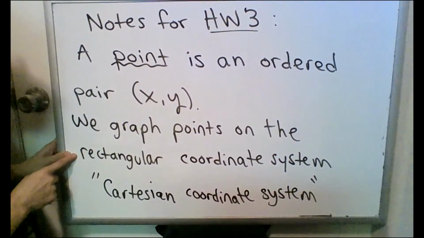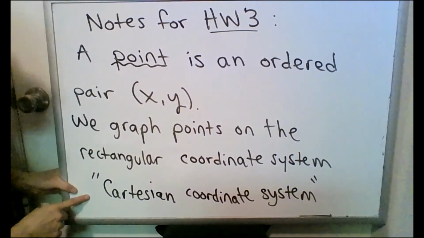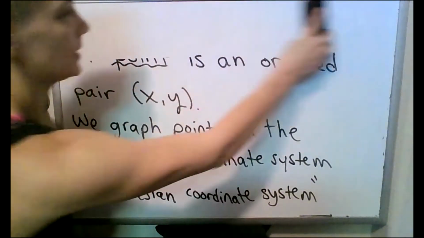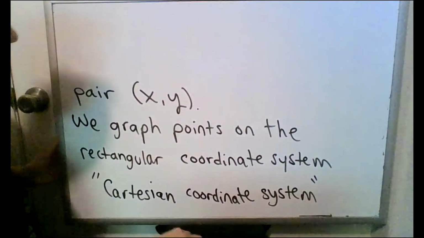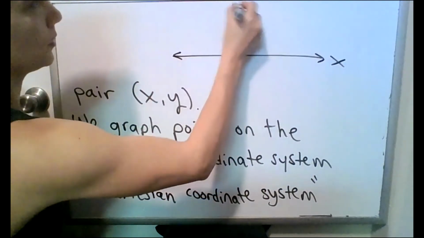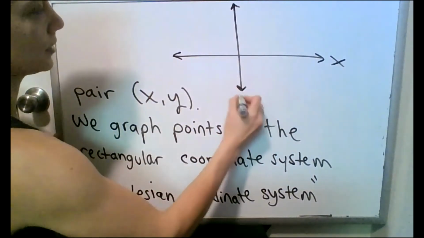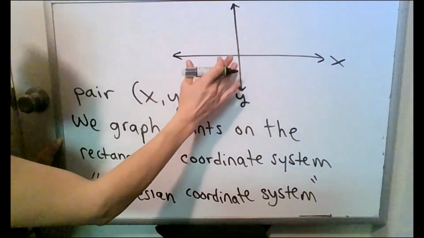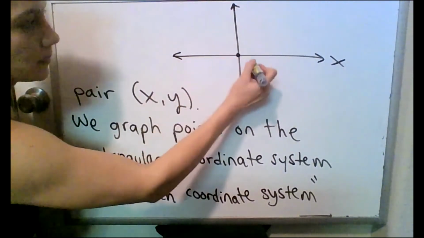Okay, so I mean the same thing. Rectangular coordinate system is the same as the Cartesian coordinate system. And that's where you have your x-axis and your y-axis. X is the horizontal, y is the vertical. The center is the origin. Right here we have 0, 0 is the origin.